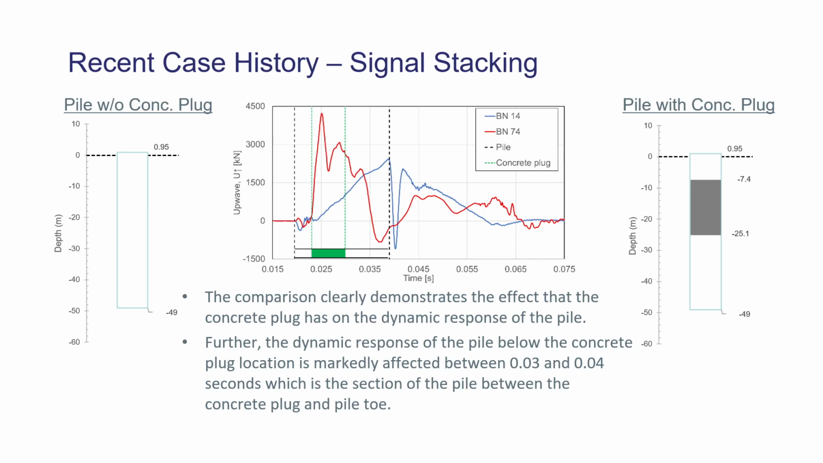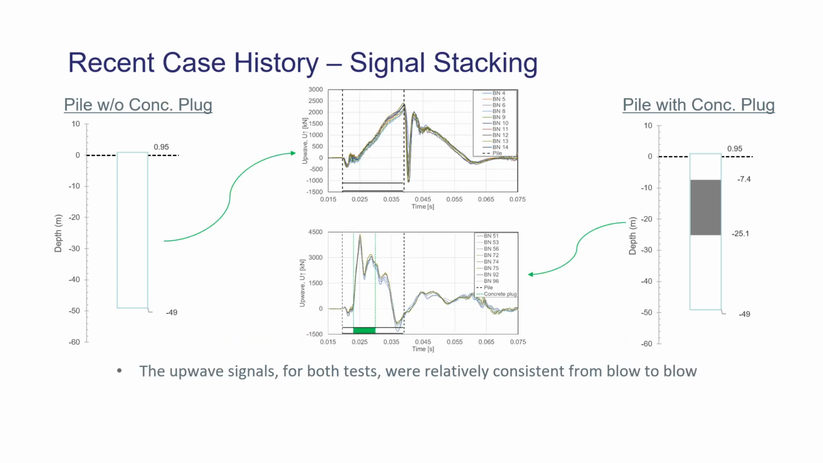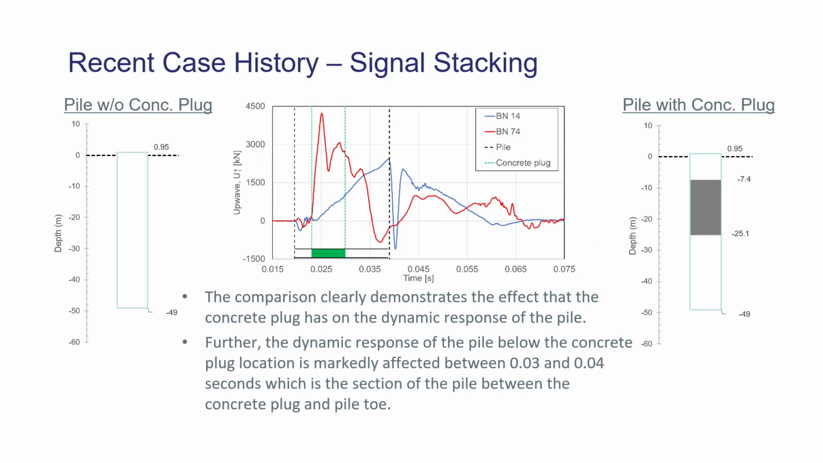So now the top curve again is the pile without the plug, and the bottom curve is the pile with the plug. So here's now just comparing the two signals. Before is the blue, and the red is the pile with the plug, blow 14 from before, blow 74 afterwards. But we really see this effect of the plug on the pile response. And it's very significant after the bottom of the plug, so kind of beyond that 0.3 second mark.